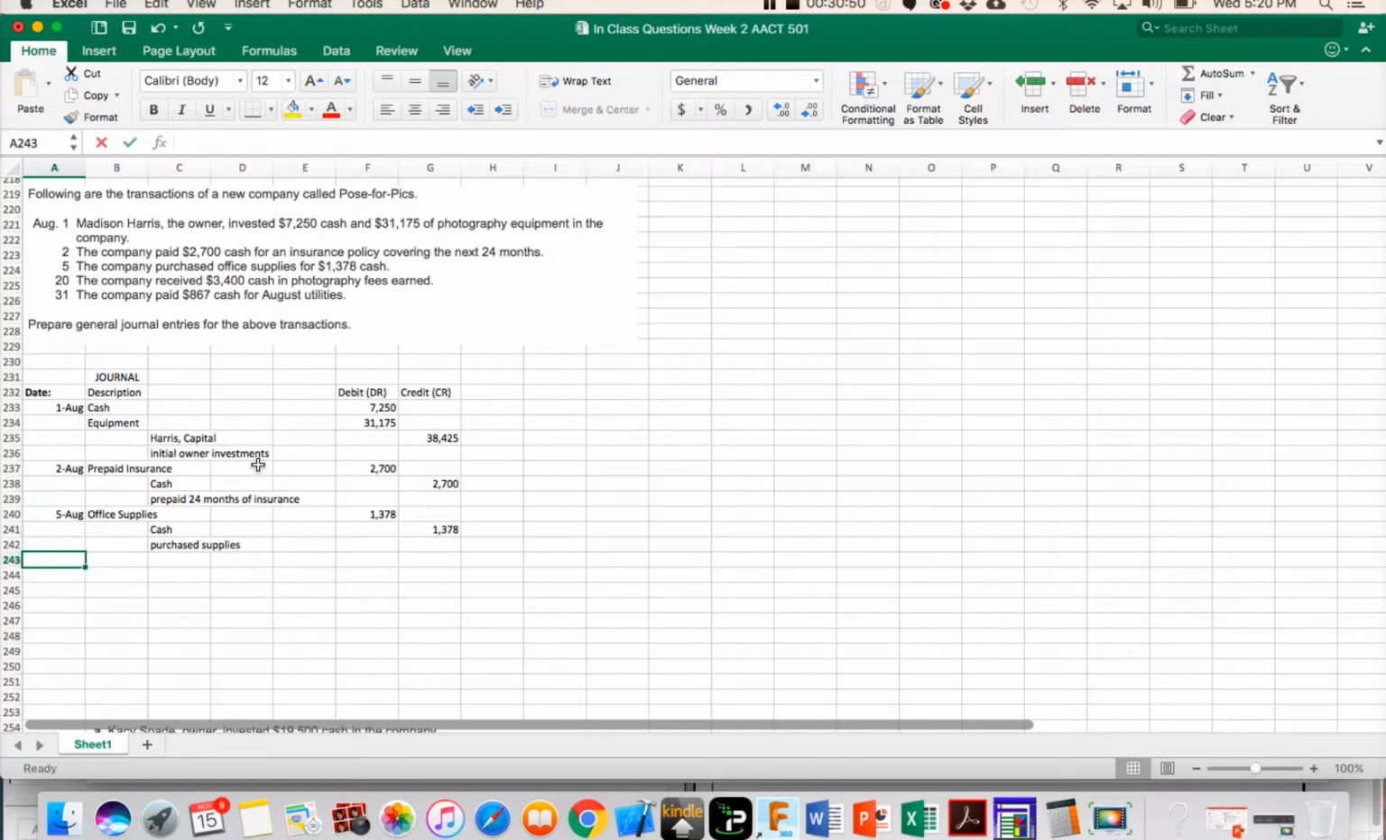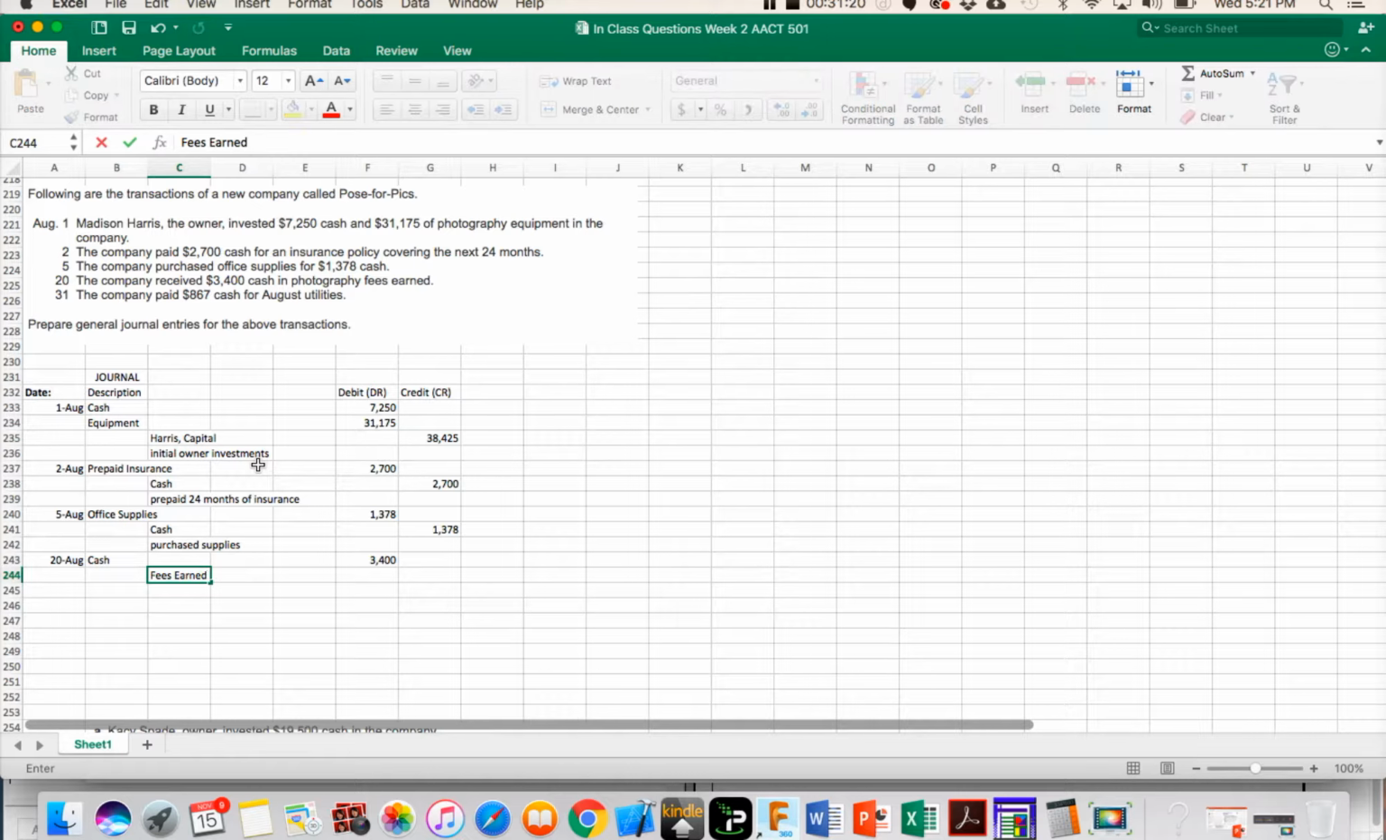20th of August. Received $3,400 cash in photography fees earned. Okay, so obviously we're getting some cash here, and that's increasing our cash. So that's going to be a debit to cash. And on the credit side, this is going to be a revenue account and likely would be called fees earned.